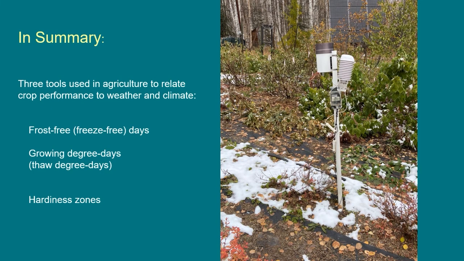In summary, 3 tools are used by growers to relate crop performance to weather and climate patterns: frost-free days, growing degree days, and hardiness zones. They can be used to predict crop survival and yield potential, harvest times, plant hardiness, and seasonal growth. All of them have limitations in Alaska, due in part to the lack of long-term weather and climate data for accurate crop predictions, in a state more than twice the size of Texas.